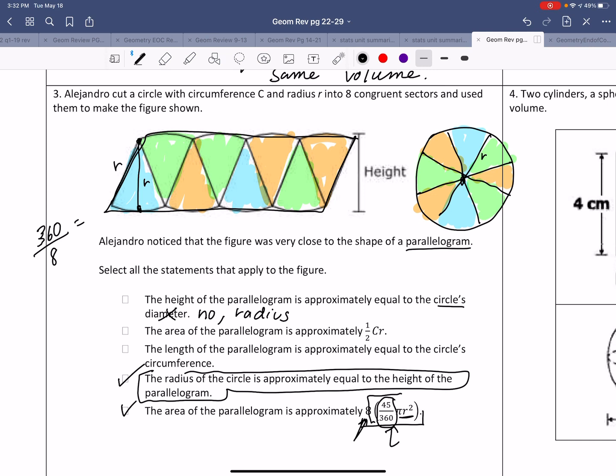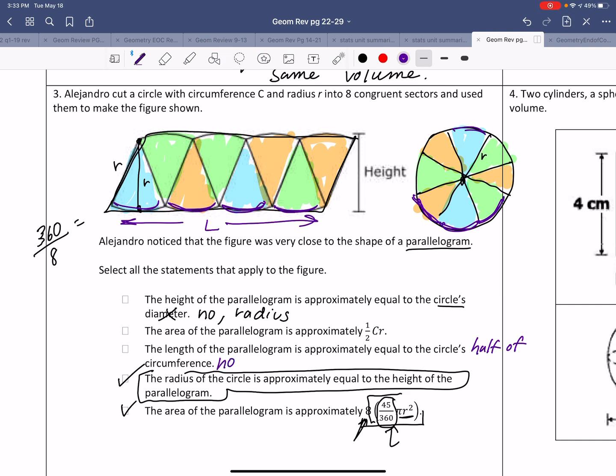The length of the parallelogram is approximately equal to the circle's circumference. Well, notice, let's track this using another measuring tool. So the circumference is here, right? Here, right? Here, and another blue one here. That's the length. So it's not. The length is approximately equal to half of the circumference. So I'm going to go no.